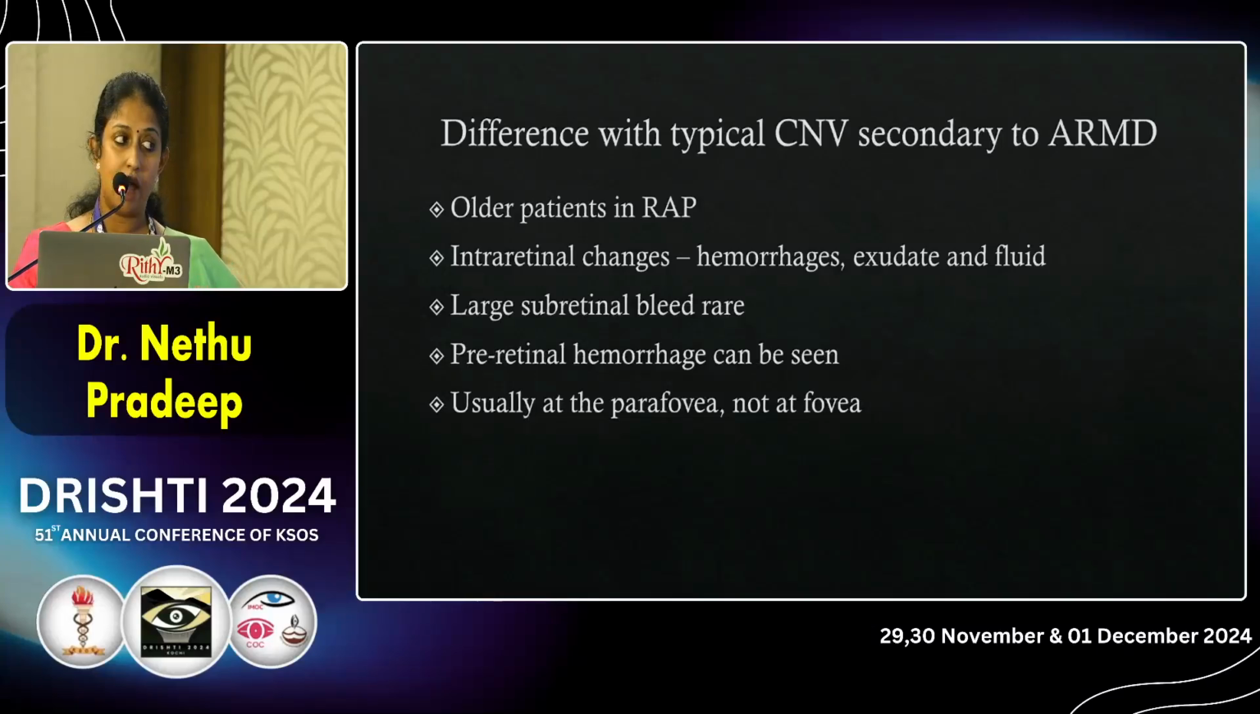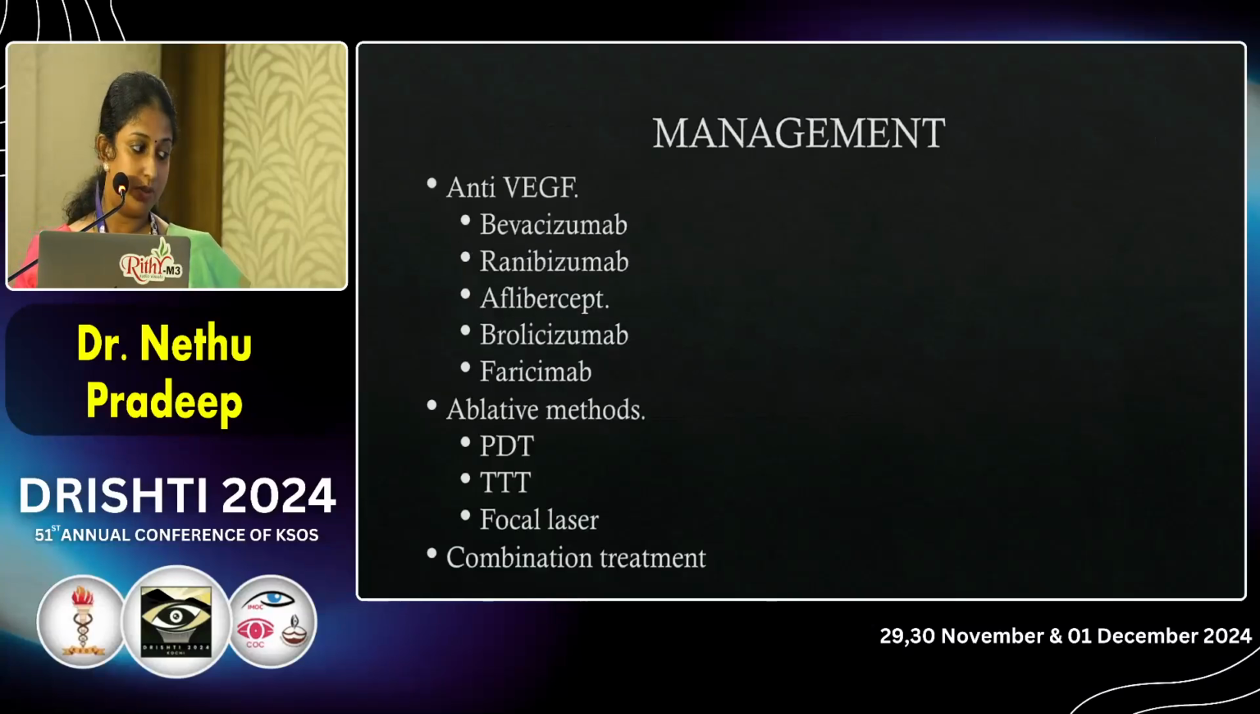The patients in RAP seem to be much older, and mostly it is intraretinal hemorrhages. The subretinal bleeds are relatively rare in RAP, and usually it is seen at the parafoveal area and not at the fovea. So management options include anti-VEGFs, ablative methods, and combination treatment.